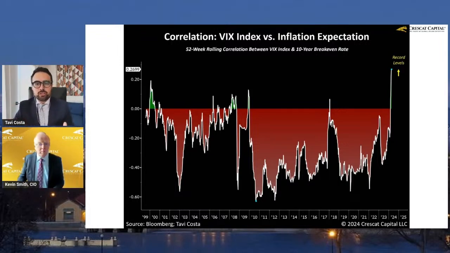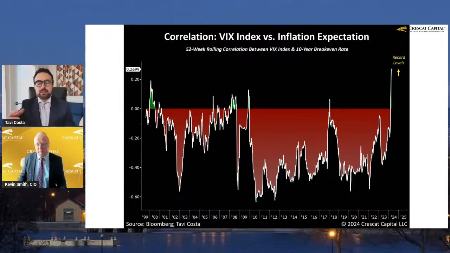It's basically showing you that U.S. equity market volatility is today highly linked to inflation expectations. I'm measuring this by looking at the 10-year breakeven rate, and you can see the rolling correlation over the last year, looking at the weekly changes of that measurement. You can see that we're at the highest level we've ever been in terms of the link between equity volatility and inflation expectations.